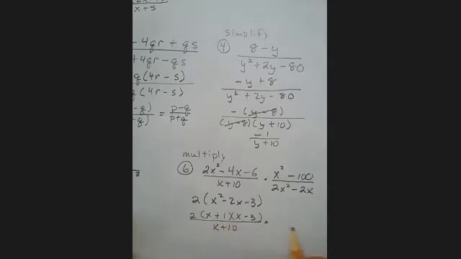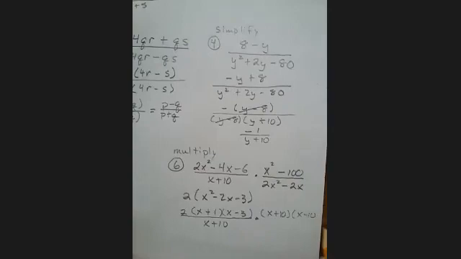I don't have to factor anything there. This is the difference of squares. So this is going to be x plus 10 and x minus 10. Okay. And then on the bottom, I'm just going to factor out 2x. That's going to leave me with x minus 1.